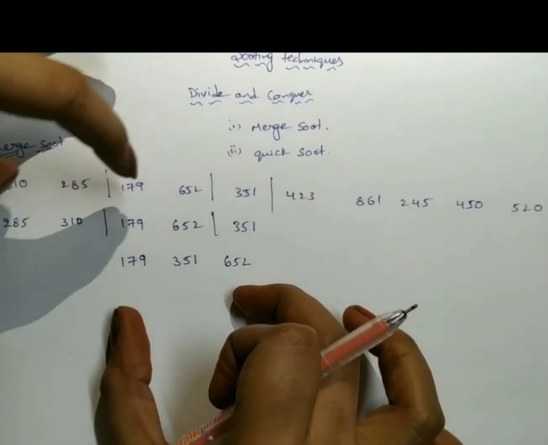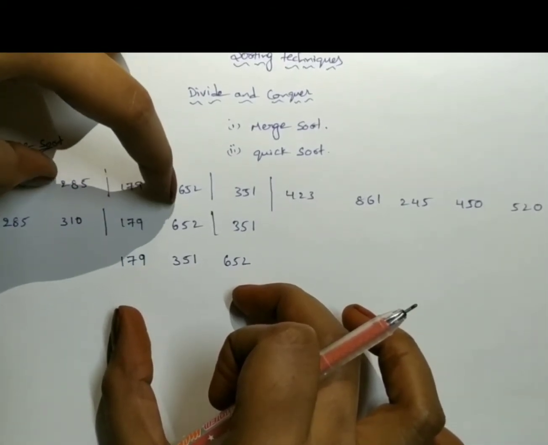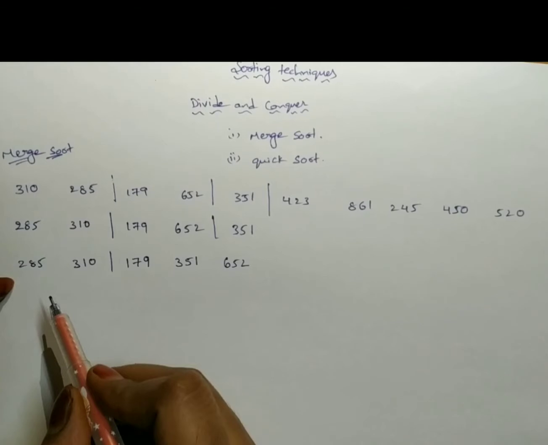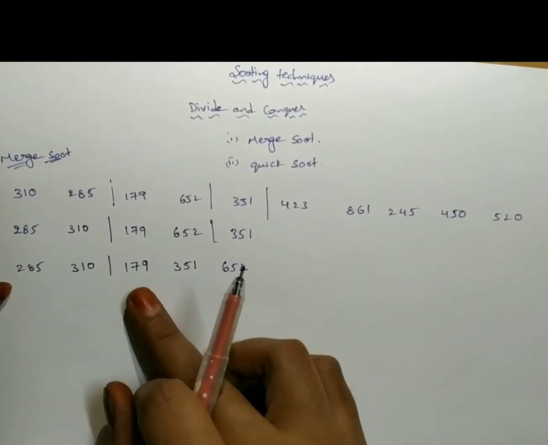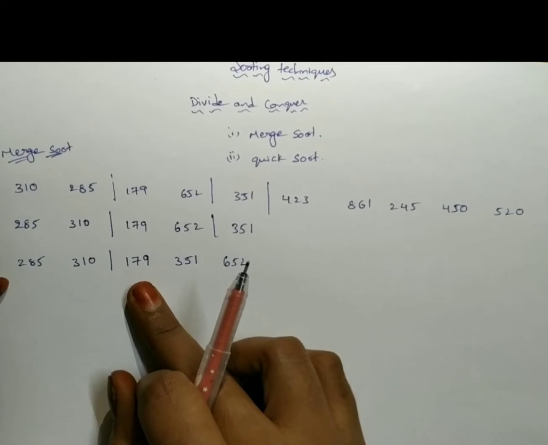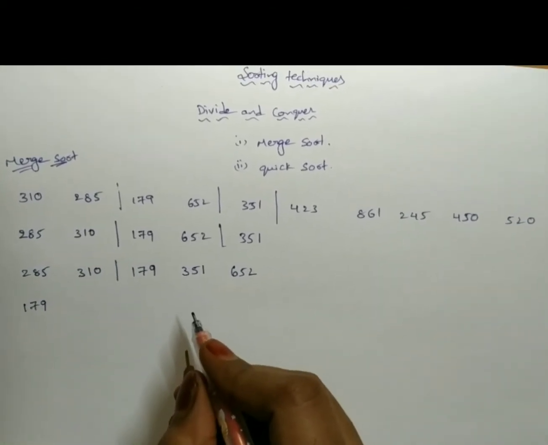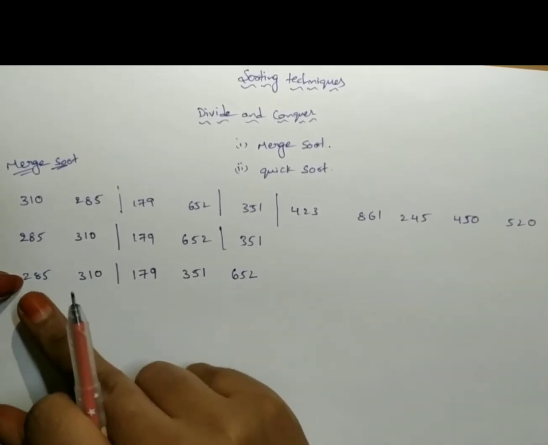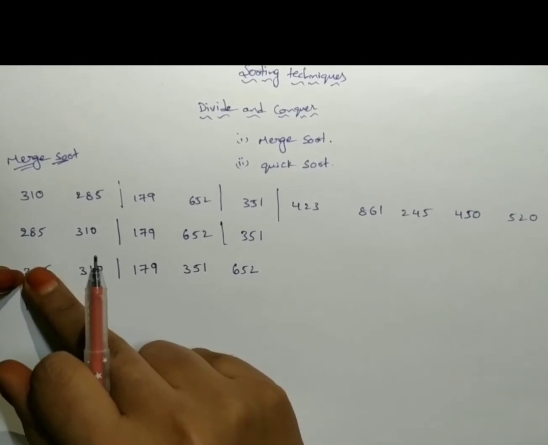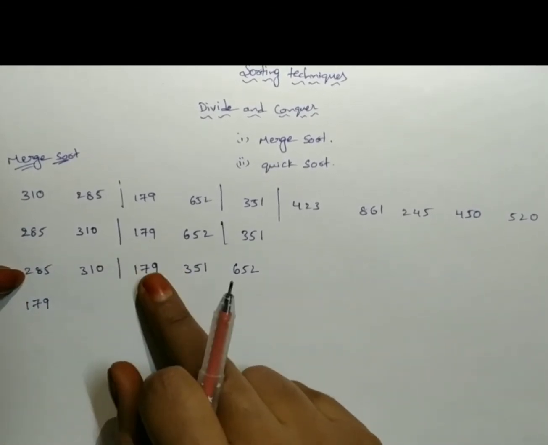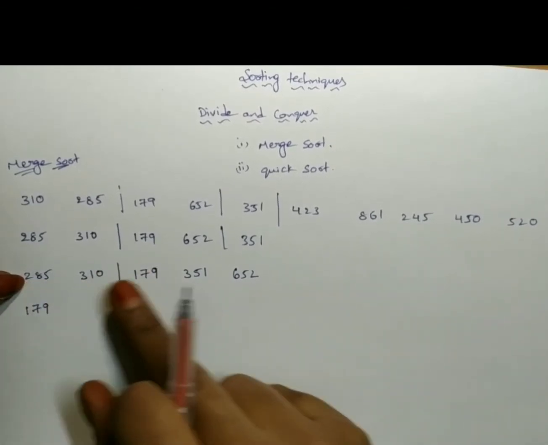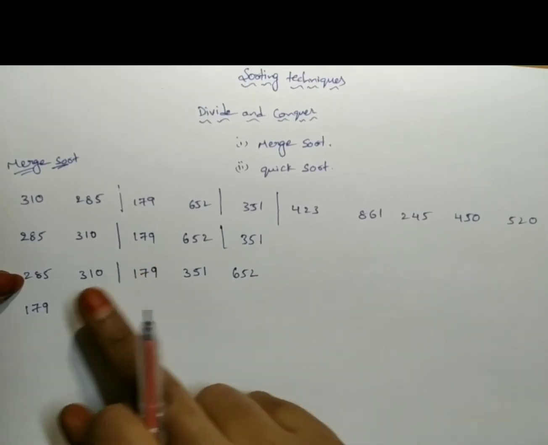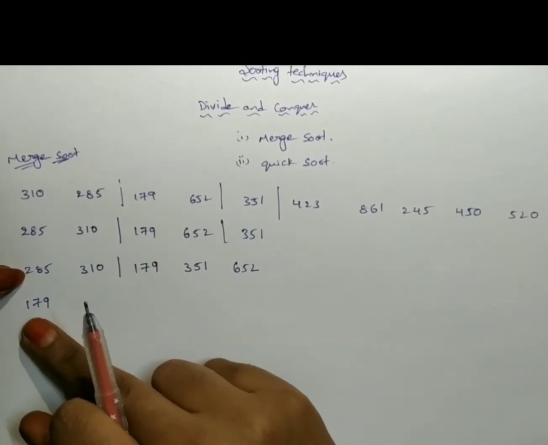Now we need to perform the conquer operation on these two sublists. Element 285 will be compared with 179. 285 is greater than 179. Now I am comparing 285 with 351. See, here I have compared the first element in the first sublist to the first element in the second sublist. After comparing I found 285 is greater than 179, so I have replaced the value 179 with 285.